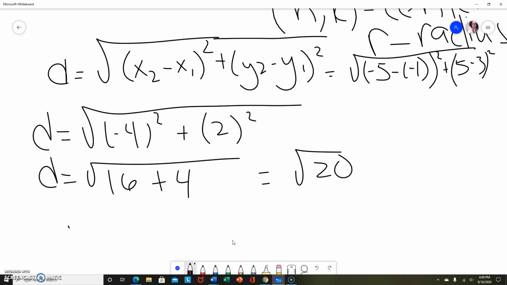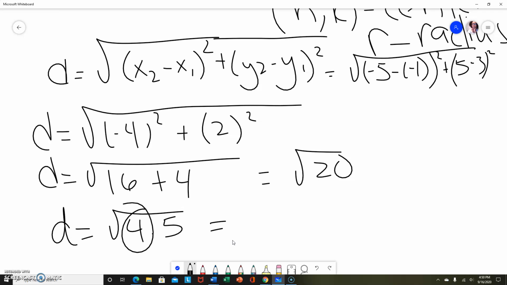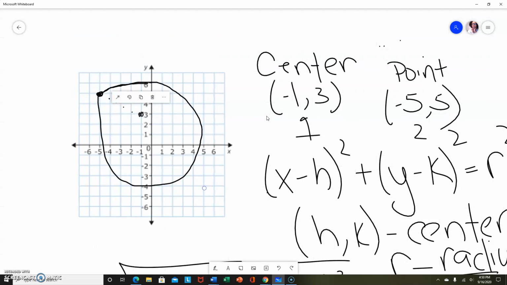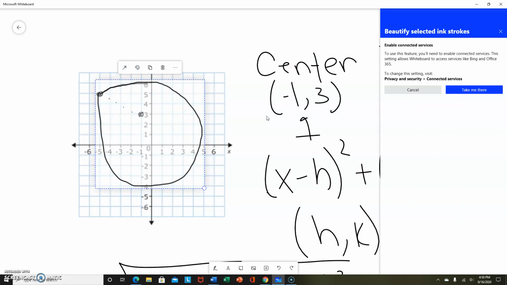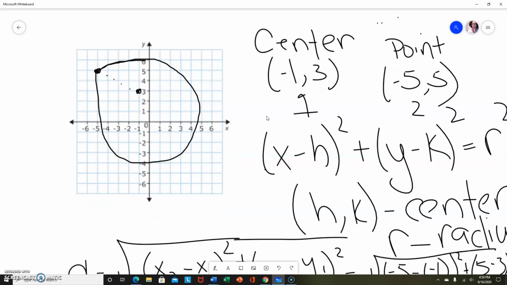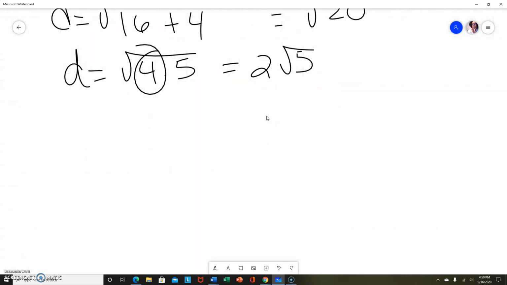And the square root of 20, you recall, is really the square root of 4 times 5. I can take the square root of 4, so I get 2√5. So the distance, or the radius, from our center to this point will give me 2√5. So we can plug this now into our formula.